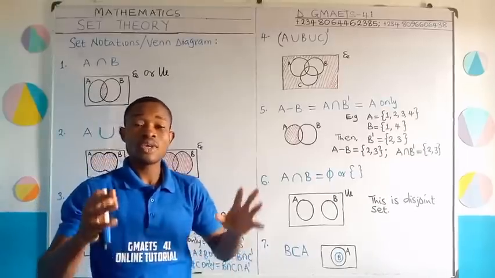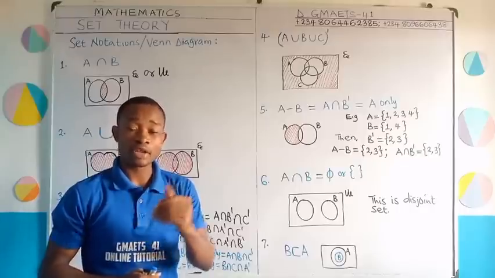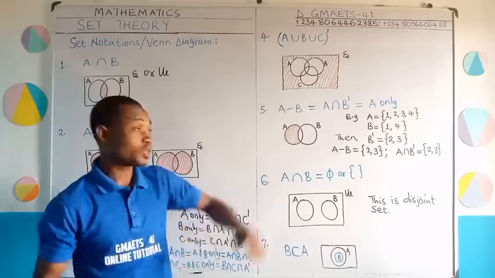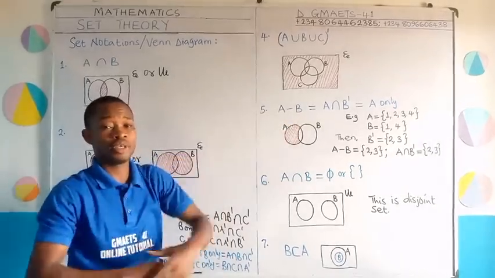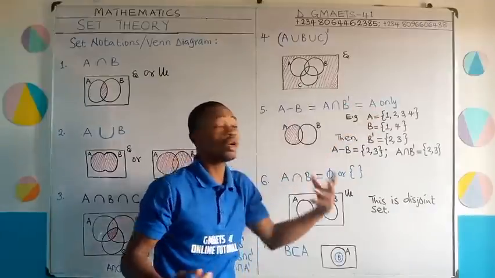Difference of two sets. I explained this in the previous class. These are the elements that belong to A but do not belong to B. If I write it as A minus B, in this case it's still the same as A intersection B complement, or A only.